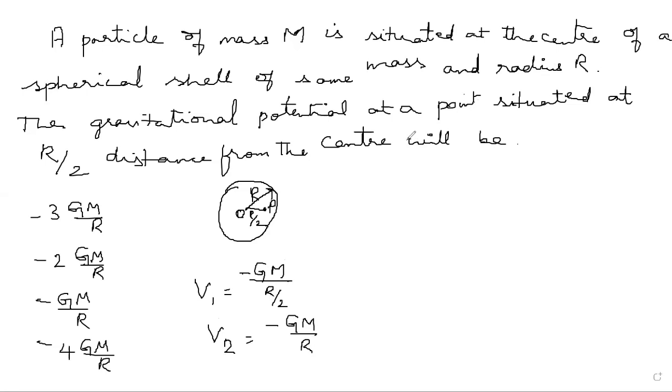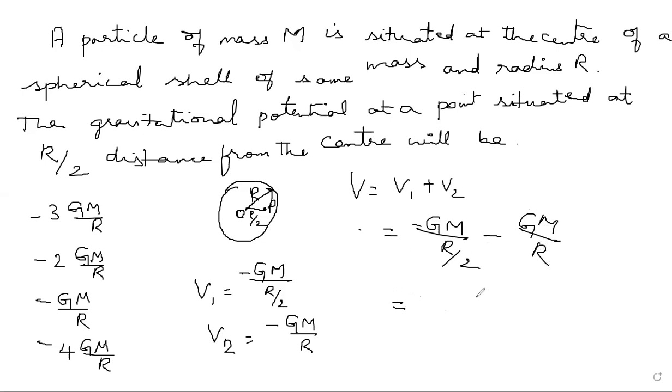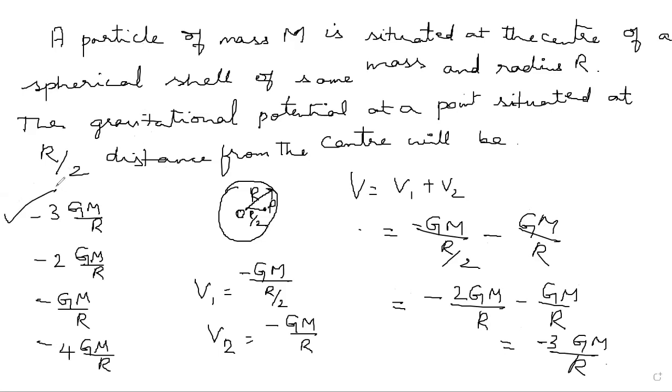The total gravitational potential is V equal to V1 plus V2. So V1 is minus Gm divided by R by 2, and minus Gm divided by R. I can take minus G as common, so minus 2Gm divided by R minus Gm divided by R. So the final answer will be minus 3Gm divided by R. So option A is the right answer.